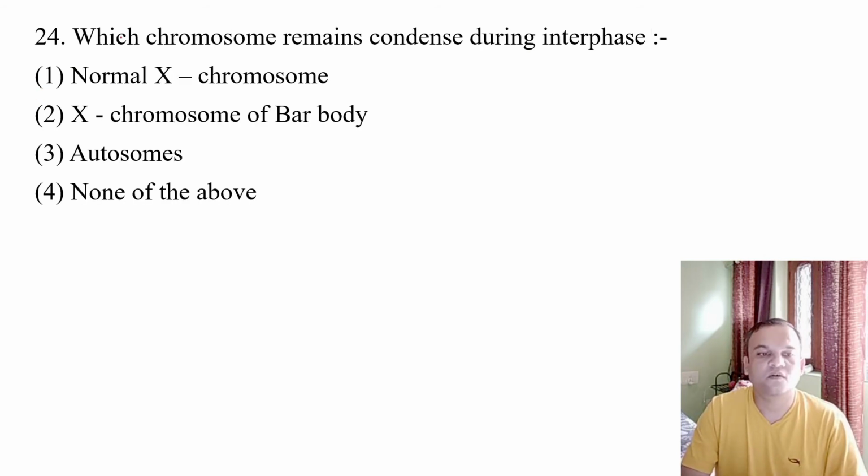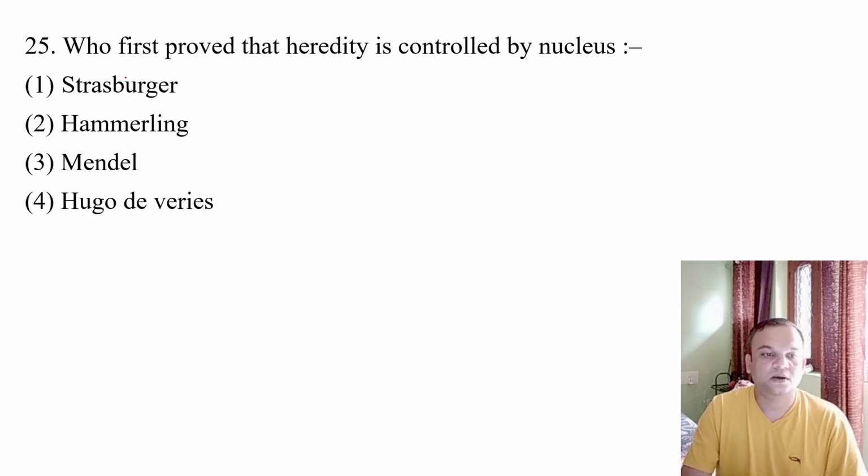Next question is, which chromosomes remain condensed during interphase? The X chromosome of the Barr body remains condensed during the interphase of the cell division. Next question is, who first proved that heredity is controlled by nucleus? Hammerling has first of all proven that heredity is controlled by the nucleus.